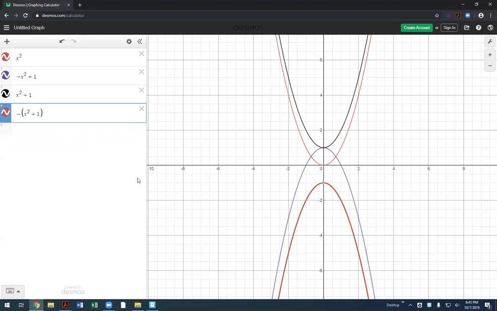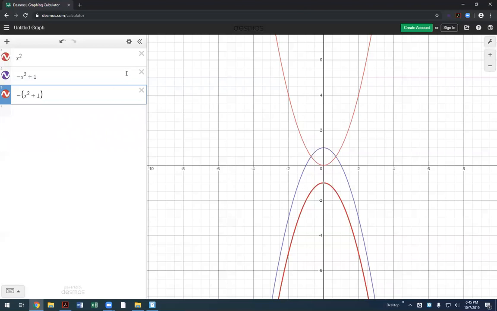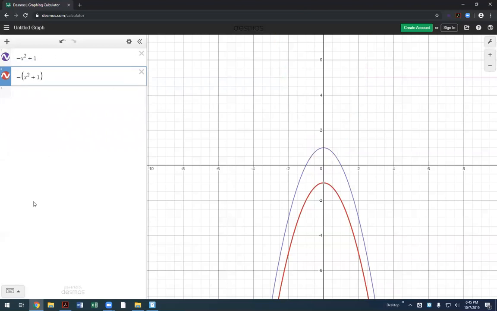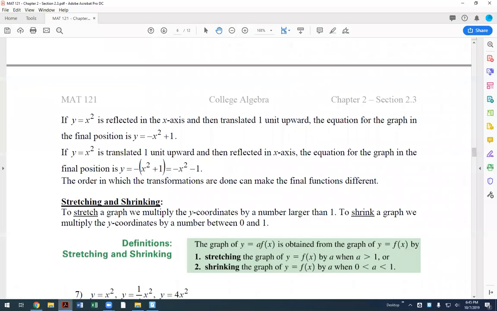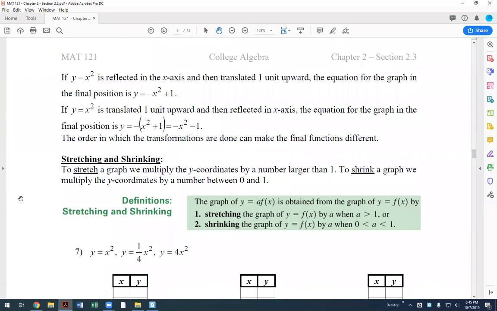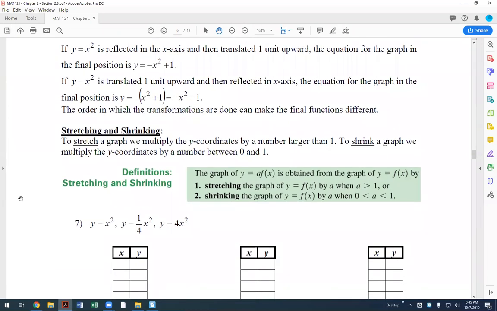You're not going to end up with the same graph, because based on the order in which you did the transformations, you get 2 completely different graphs with 2 different functions. So you have to be very careful. Let's get rid of the original function, and that's what those 2 final results look like. That's why the order of these transformations is very, very crucial, and we'll be talking about that once we're done with these stretching and shrinking examples.